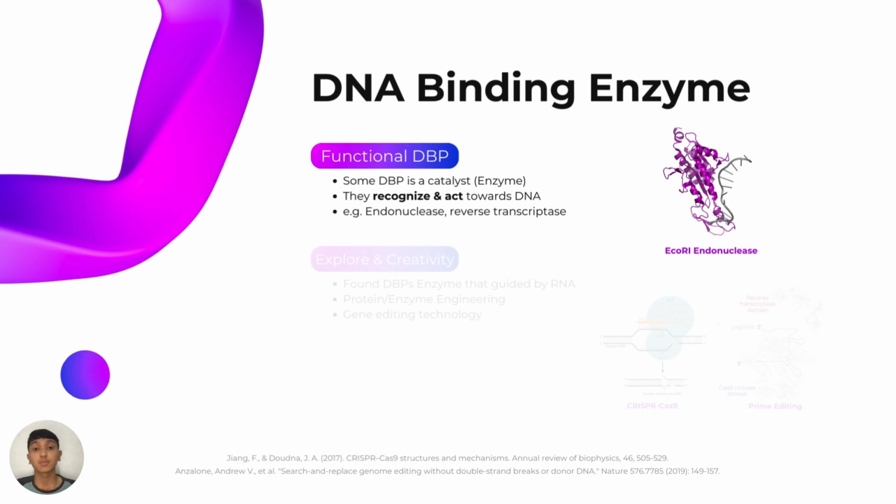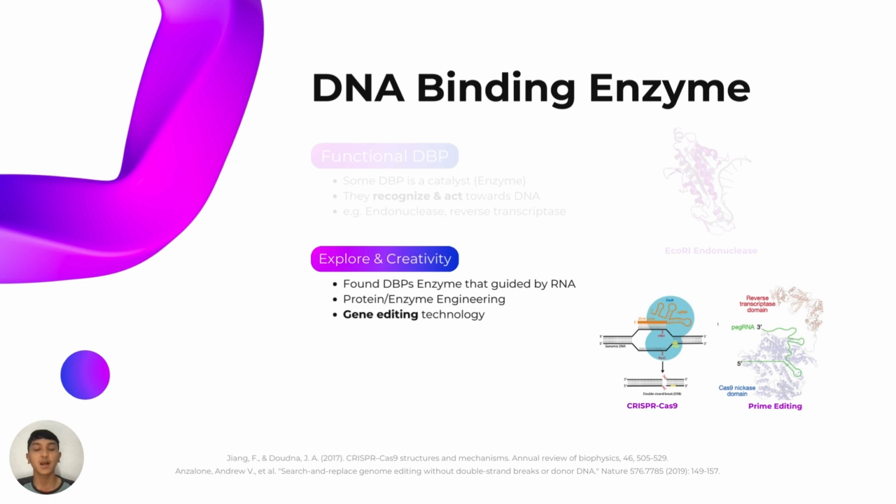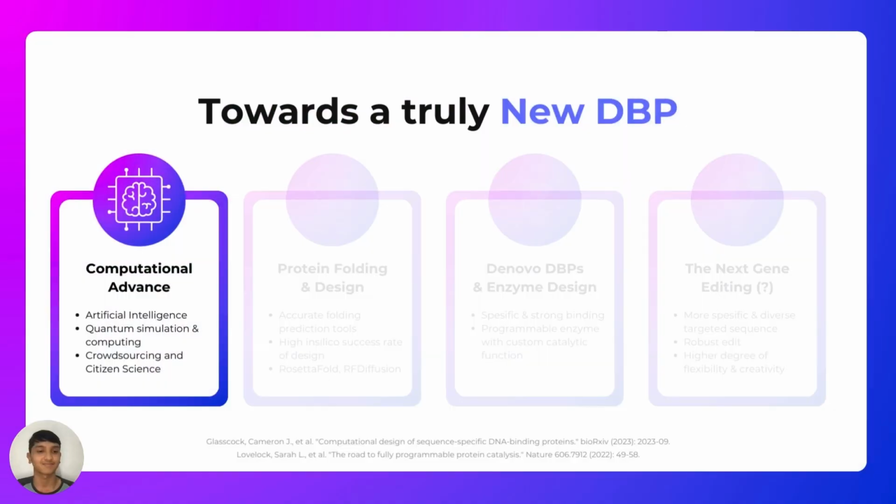While the majority of DBPs are transcription factor proteins, some perform a catalytic function, like endonuclease enzymes that can cut double-stranded DNA. With a little bit of exploration and creativity, we could then engineer the DNA binding enzyme to not only recognize but also cut and replace the DNA base that we want. That is actually the idea of gene editing technology like CRISPR-Cas9 or prime editing.